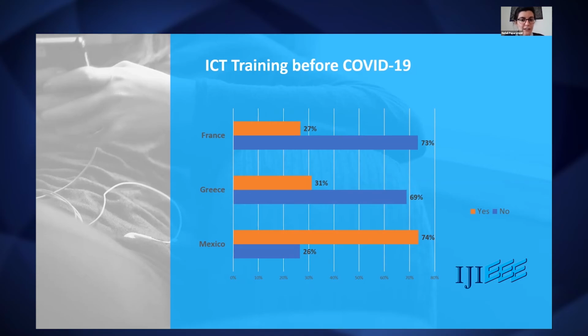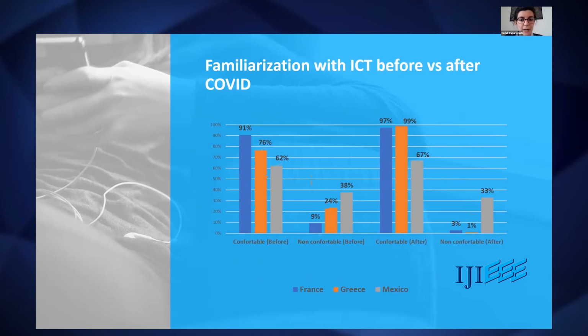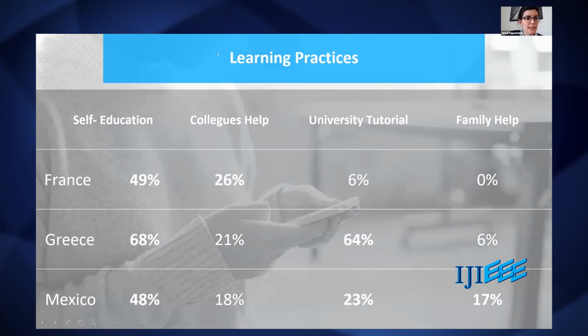So even if we see here that Mexican teachers have already had ICT training experience, in the next slide we see that Mexican teachers are the ones that are the least comfortable with ICT after the COVID than in the other countries, while French and Greek teachers look more confident.